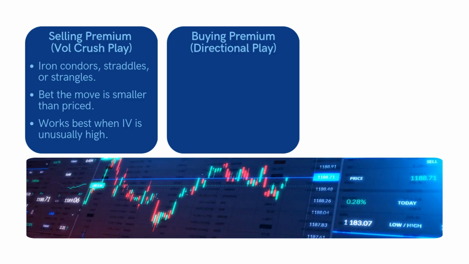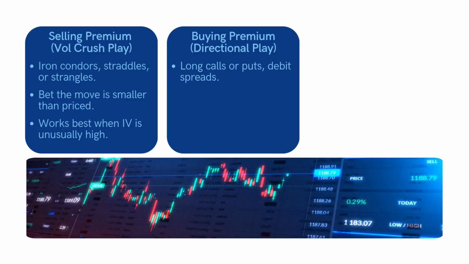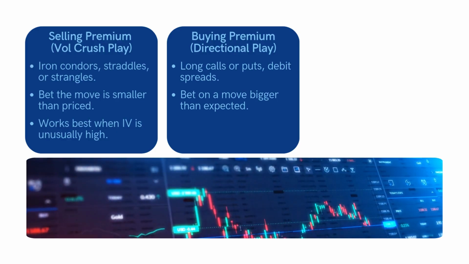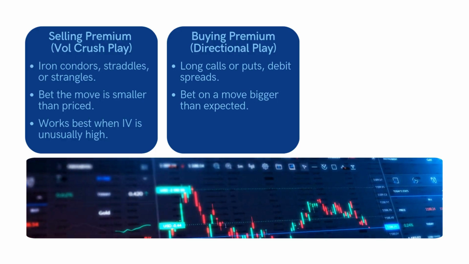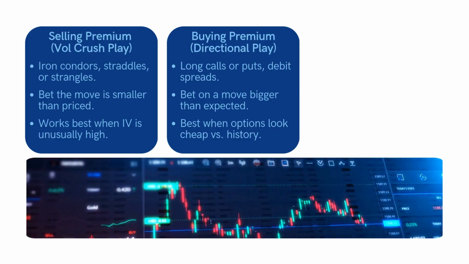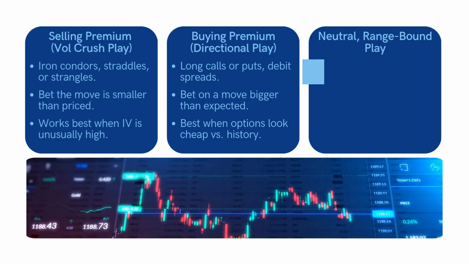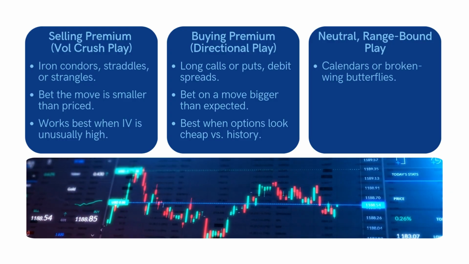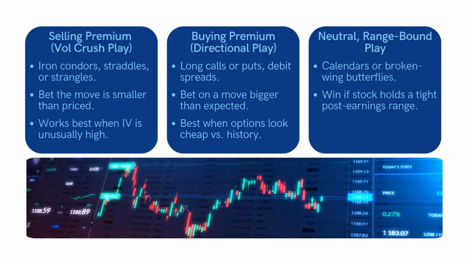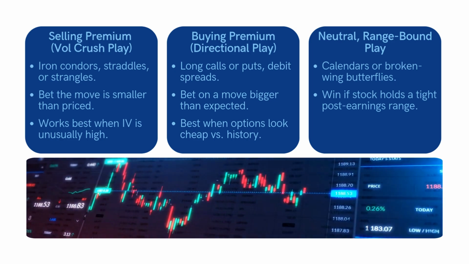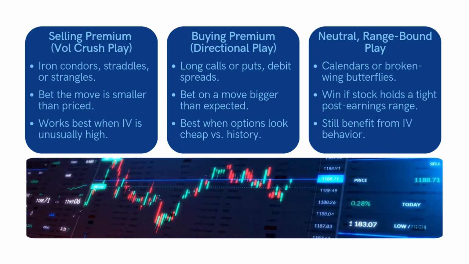Buying premium, the directional play: long calls or puts, debit spreads. You're betting on a big surprise that exceeds expectations. Best when options are cheap relative to past moves. Neutral, range-bound play: calendars or broken wing butterflies. You benefit if the stock lands within a tight range post-earnings, while still taking advantage of IV behavior.